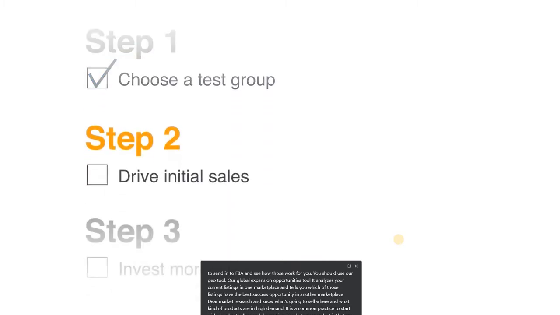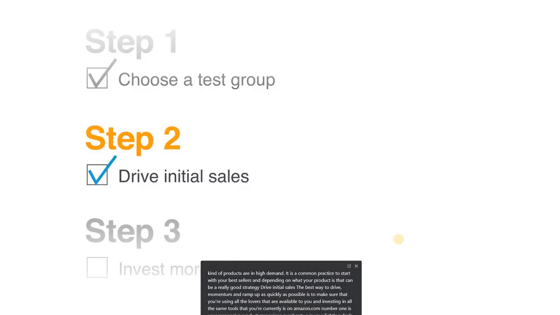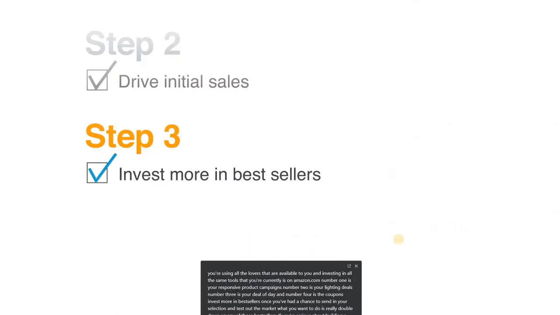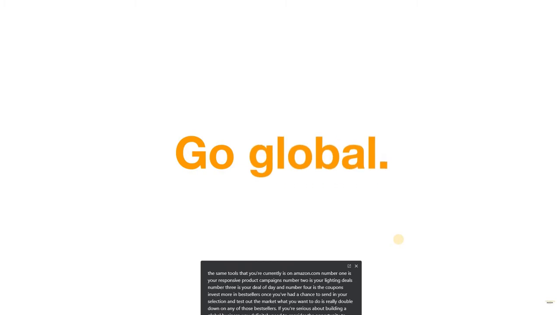Drive initial sales. The best way to drive momentum and ramp up as quickly as possible is to make sure that you're using all the levers that are available to you and investing in all the same tools that you're currently utilizing on Amazon.com. Number 1 is your sponsored product campaigns. Number 2 is your lightning deals. Number 3 is your deal of the day. And number 4 is the coupons. Invest more in best sellers. Once you've had a chance to send in your selection and test out the market, what you want to do is really double down on any of those best sellers. If you're serious about building a global business, you definitely need to consider the opportunity to sell in Europe. So, what are you waiting for?